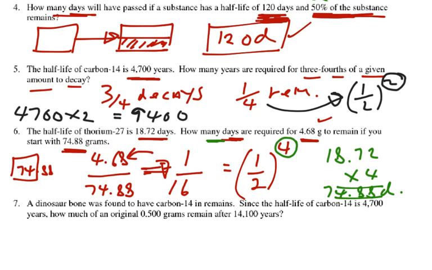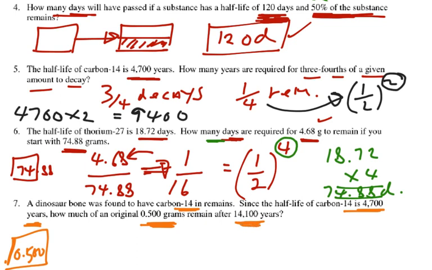We are given the fact that we have carbon-14. Remember from our notes that carbon-14 is used to find the age of previously living substances. They said that the half-life for carbon-14 is 4,700 years, right? Now they're asking how much of an original 0.5 gram sample remains after 14,100 years. So essentially what are you doing? You're starting with 0.500 grams, and they're trying to find out how much is left after this time passes.